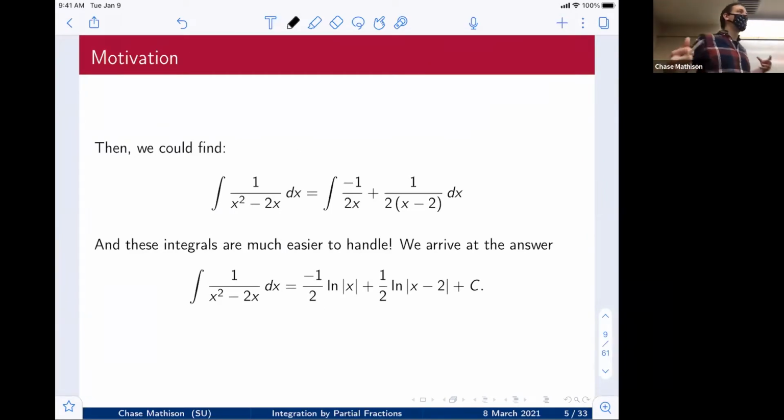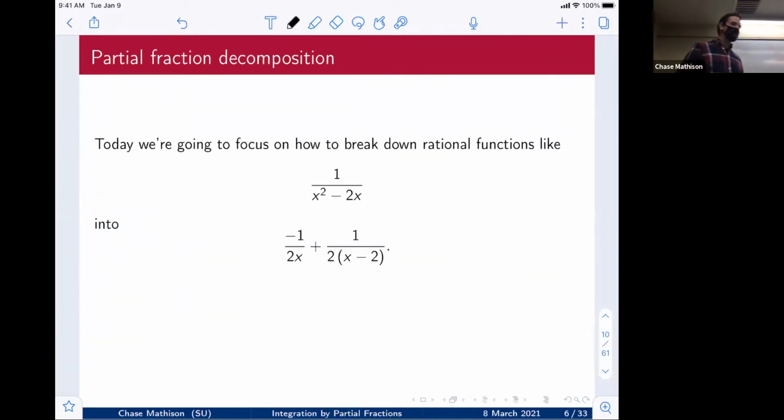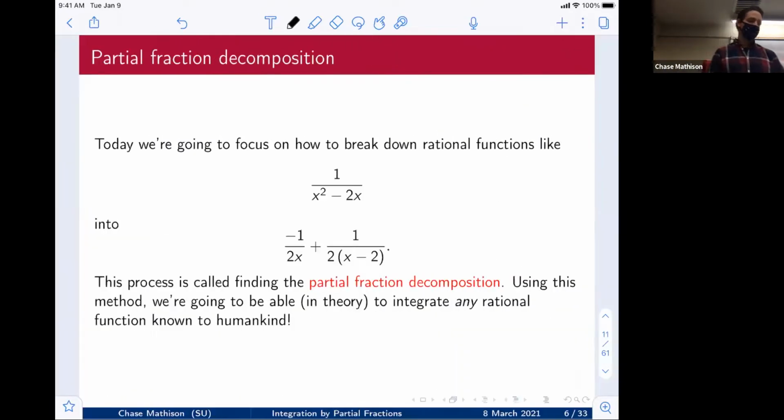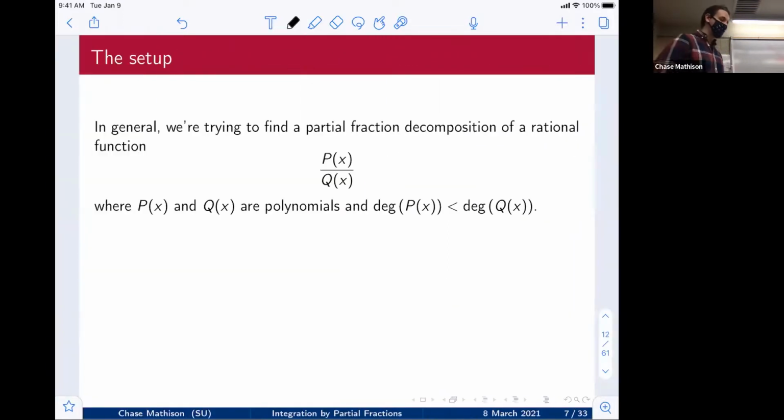So that's the motivation: taking something that's hard to integrate and turning it into something that's a little bit easier to integrate. And the way we do that is by what's called a partial fraction decomposition. We're going to find out how I took this thing in that previous slide and turn it into this. And it's going to let us integrate, in theory, any rational function known to man. So let's dive into how this is actually done.